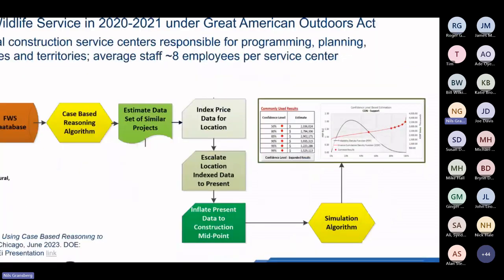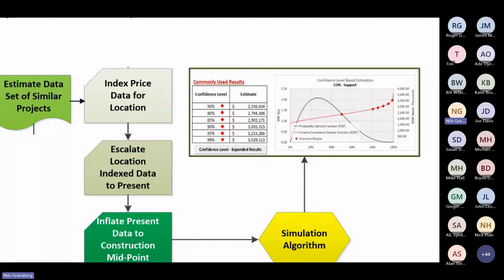So like this one here, you can see from 50% to 99%, right? If you've ever dealt with the FHWA, they use P70, which is 70% confidence. It just tells you, okay, with 50% confidence, this should be $2.3 million. If I want more confidence, it's going to be more than that, right?